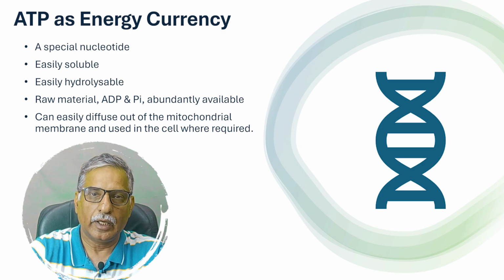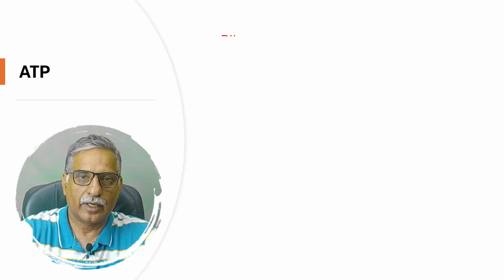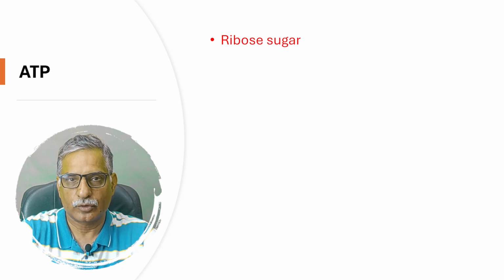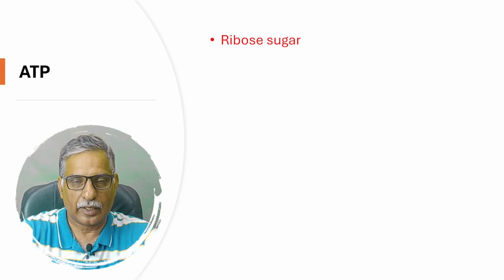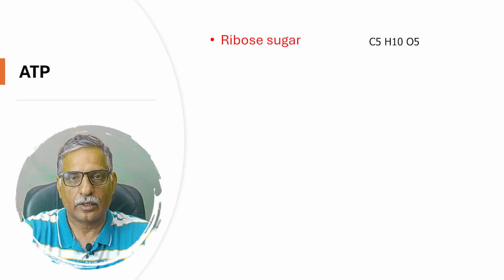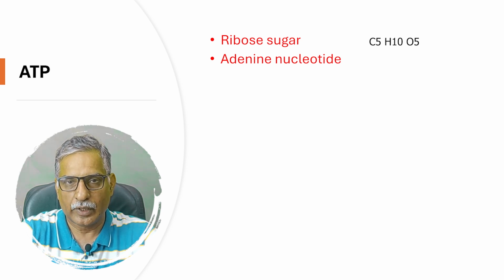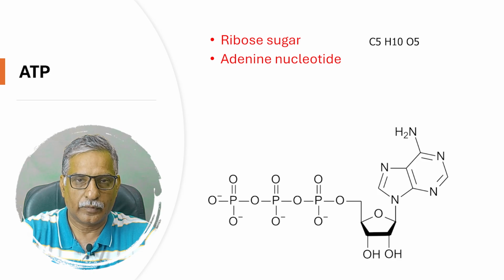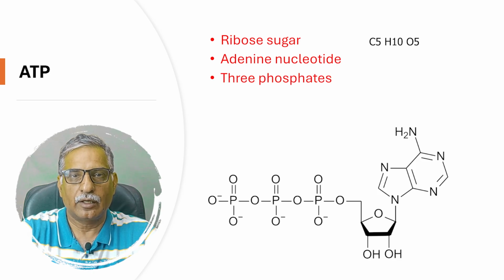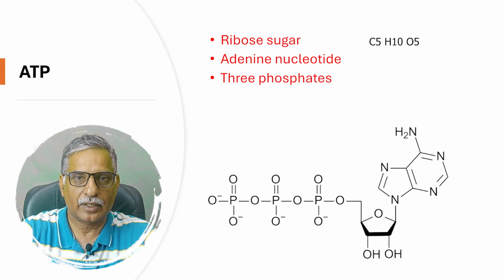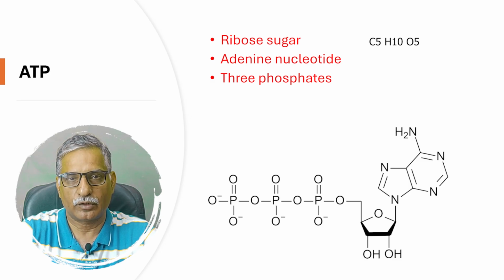Remember one thing, the ATP molecule is a special type of nucleotide that has three important components. One component of central importance is ribose sugar, a pentose, with the formula C5H10O5. The other component is the adenine nitrogen base, which is attached to carbon number 1 of the ribose sugar. And the third component is phosphate. In the case of ATP, there are three phosphates attached to the ribose sugar, one after the other. That makes it ATP, adenosine triphosphate.